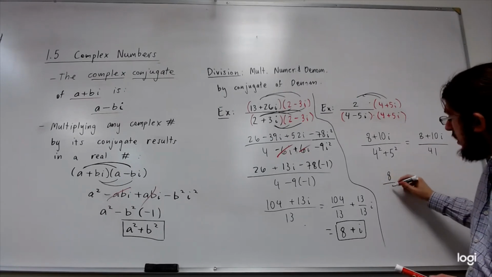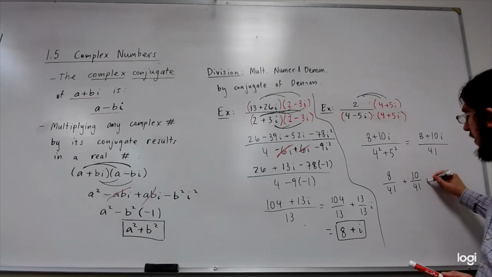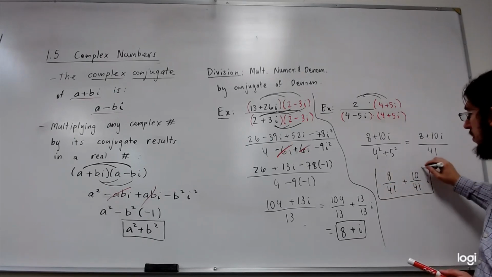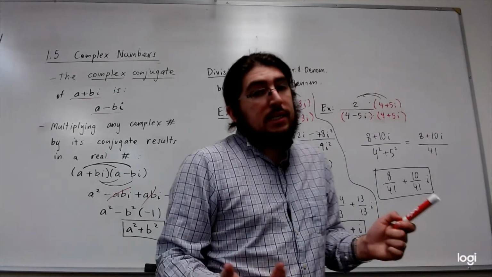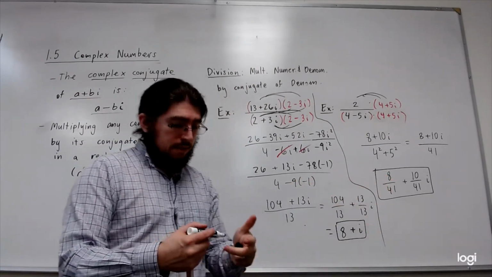So if we split this up, it's 8 over 41 plus 10 over 41i. And no, these don't reduce. They're ugly-looking fractions, but it's still in standard form because these fractions are still real numbers, as it turns out.